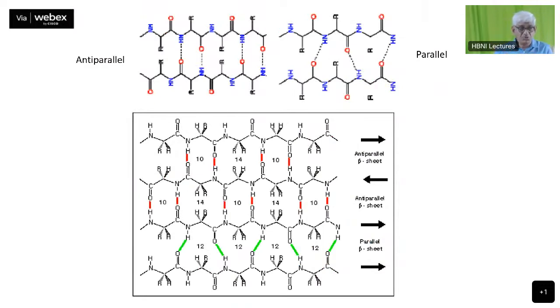Okay. Now, I showed you earlier an anti-parallel beta sheet. Now, I also show you a parallel stranded beta sheet. So, this was the anti-parallel beta sheet which I showed you, and here I have the parallel stranded beta sheet. See, why is it parallel?